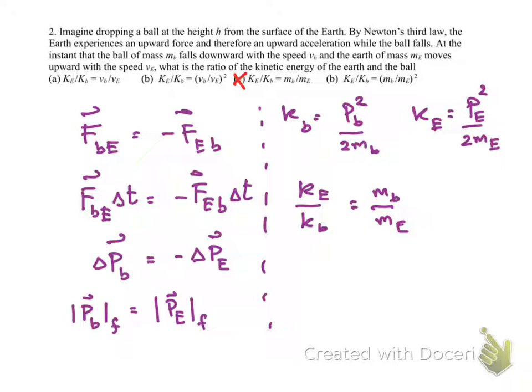Okay, and from the previous question, we know that the kinetic energy is equal to the square of the momentum divided by 2 times the mass of the object. So we have this is the kinetic energy of the ball, and this is the kinetic energy of the earth. Dividing the second by the first, we have Ke over Kb equal to Mb over Me. Okay, so the answer is C. So that is for question number 2.